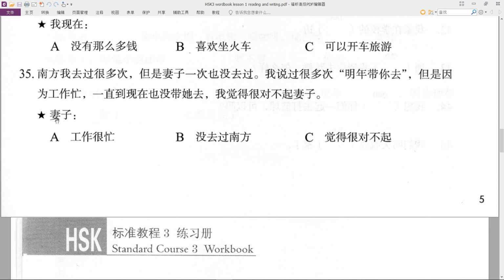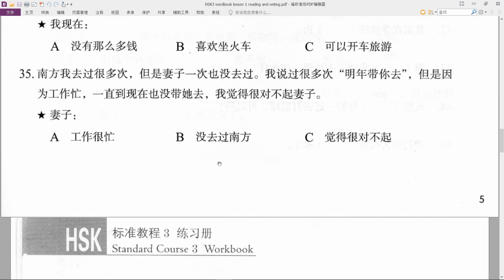So the question is 妻子, be careful, the question is 妻子, wife. 工作很忙, very busy with work, it didn't mention. 没去过南方, haven't been to southern part, it's true, I think. It's true. See, 觉得很对不起, feel very sorry. She didn't feel very sorry to him. It's the other way. So 我觉得对不起, the person is after 对不起. So C is wrong. So answer is B. 没去过南方.